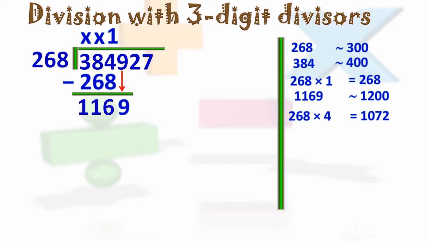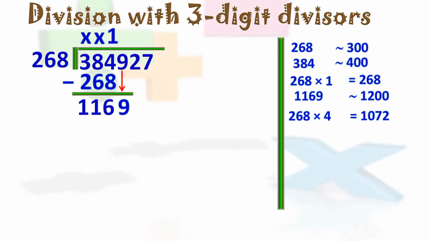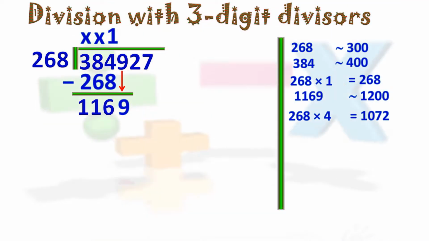So now we have 1169. So let us round it up. We get 1200. Now already we have rounded up 268. That was 300. So 300 will go 4 times in 1200. So let us see what we get when we multiply 268 into 4. It is 1072, which is less than 1169. That means 268 will go 4 times in 1169.